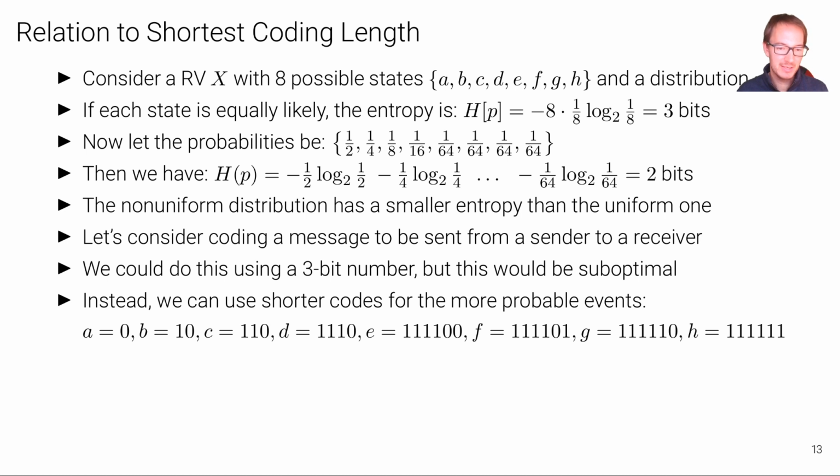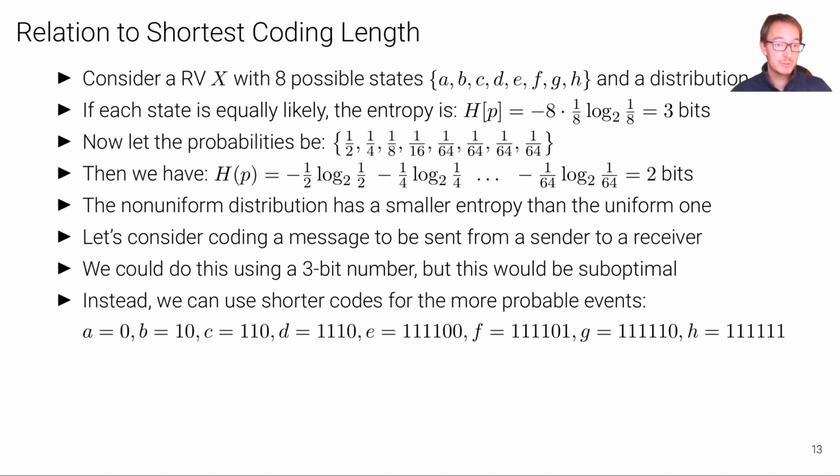Because what we can do instead is use shorter codes for the more probable events at the expense of using longer codes for the very unlikely events. So for example, we can take the code 0 for the symbol A, and the code 10 for the symbol B. As you can see, they are quite short. And then these symbols E, F, G, H, which have low probability, we encode with longer codes, like 111100.